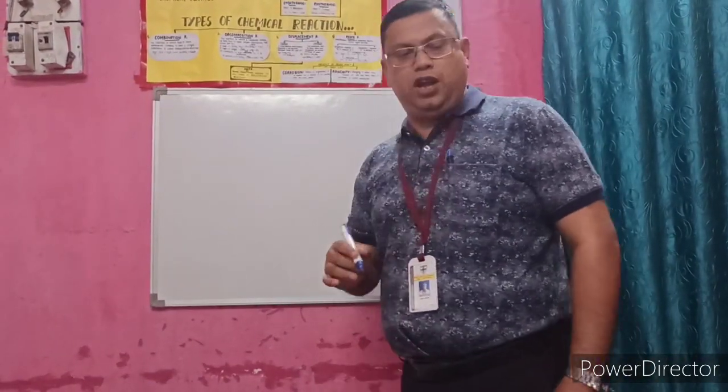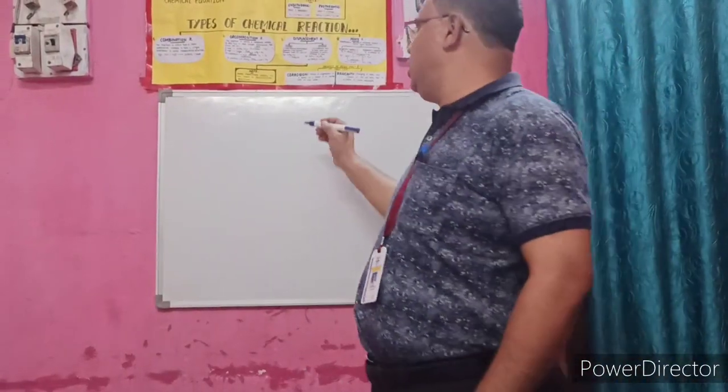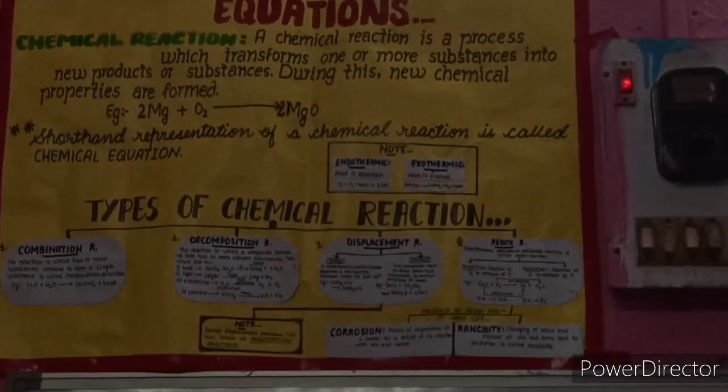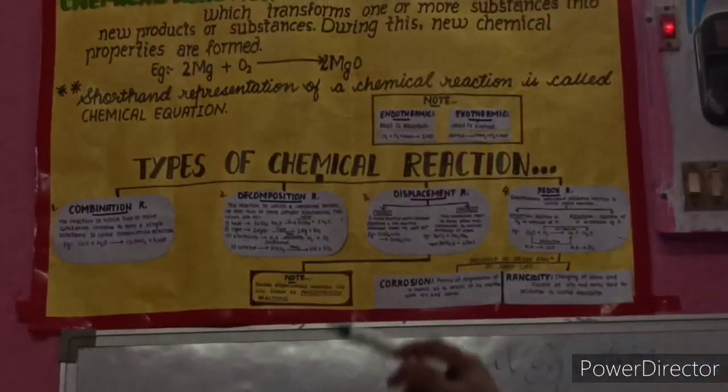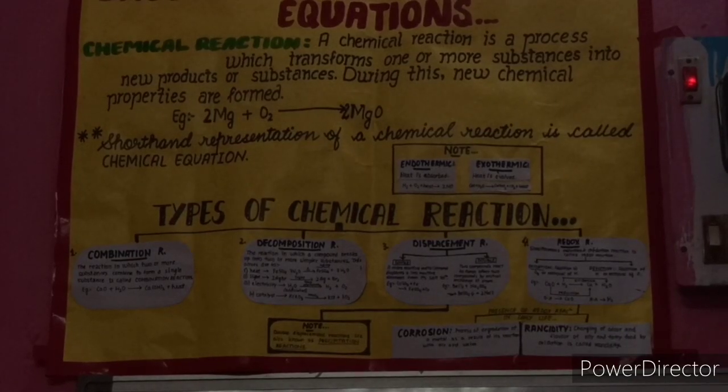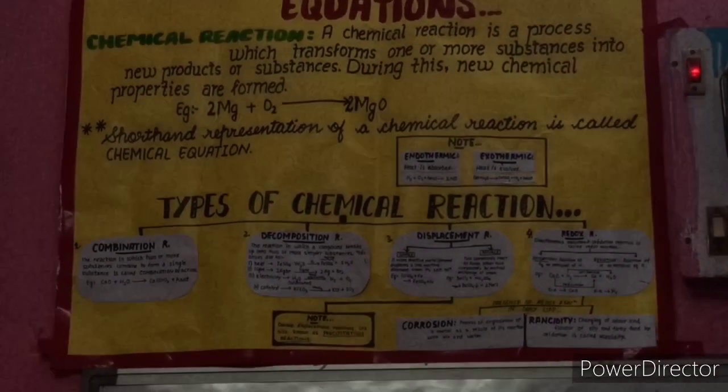Now we will come to the chemical equation. What is a chemical equation? Chemical equation is the shorthand representation of a chemical reaction.